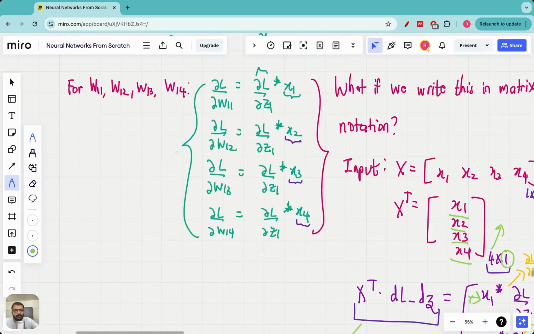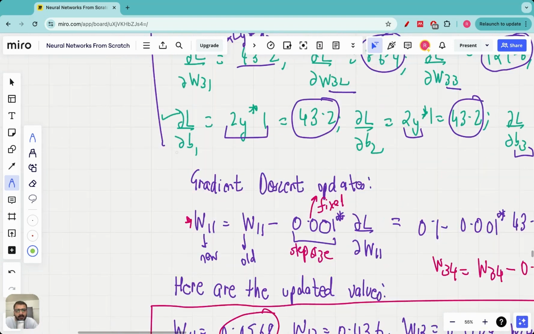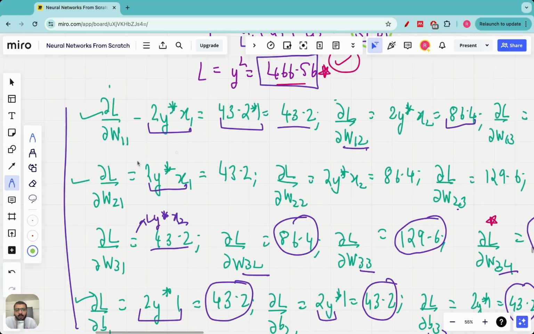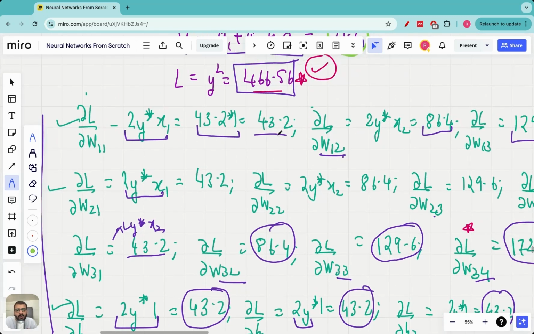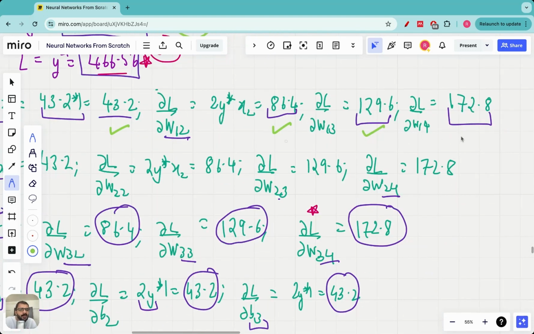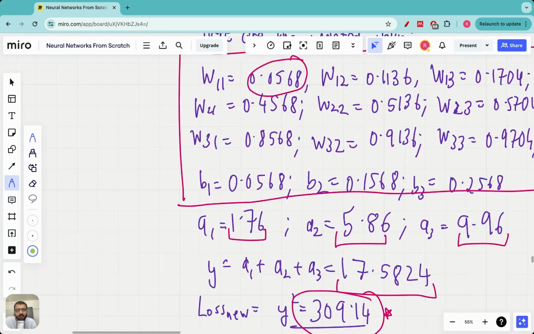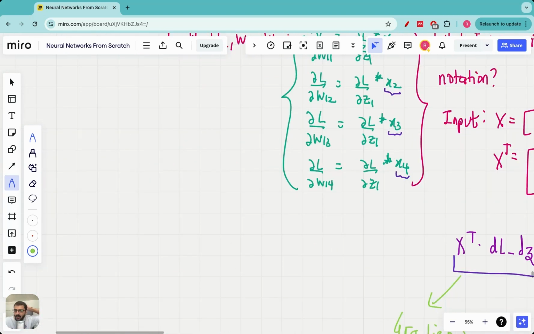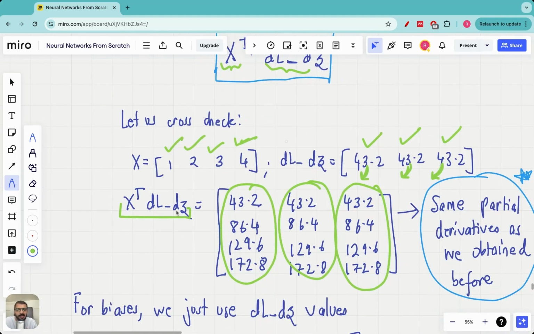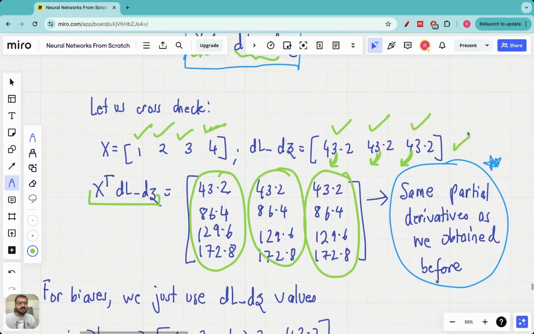Let's compare it with what we had obtained previously. In the previous lecture, let's look at the first neuron. The first neuron gradients were obtained as 43.2, 86.4, 129.6, and 172.8. These are exactly the same values which we obtained right now by using this formula X transpose DLDZ. So just by taking a product of two matrices, we obtained the same result as we obtained before. We don't have to write down every single thing. Matrices actually make our job much easier.